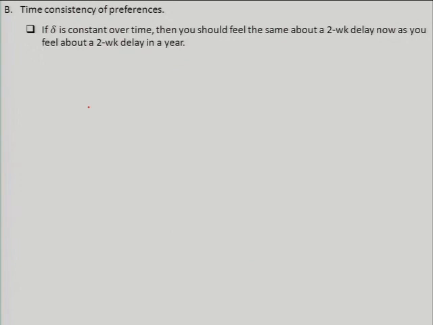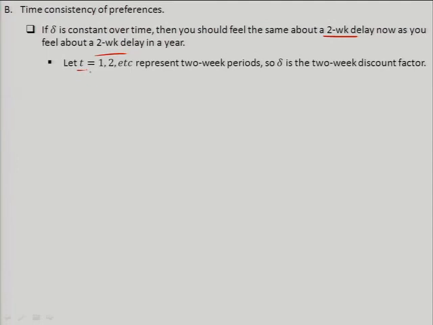Now, it's also the case, and this is closely related, if delta is constant over time, if how you discount any two periods is the same over time, then you should feel the same, for example, about a 2-week delay now as you feel about suffering the same 2-week delay in a year. Right? So if I ask you, would you like $100 now versus $105 in 2 weeks, your answer should be qualitatively the same as, would you prefer $100 in 52 weeks or $105 in 54 weeks? And let me demonstrate that to you. It's actually mathematically extremely straightforward. So if we define t in terms of 2-week periods, so delta is a 2-week discount factor. And now let me not make any assumptions about the instantaneous utility function.